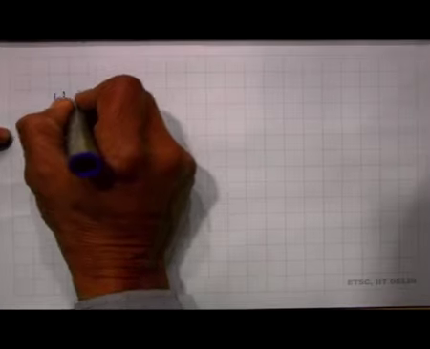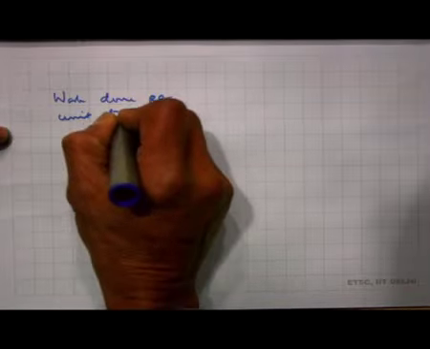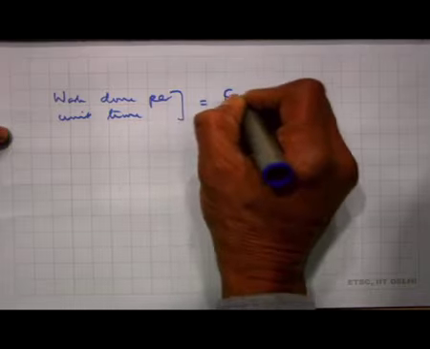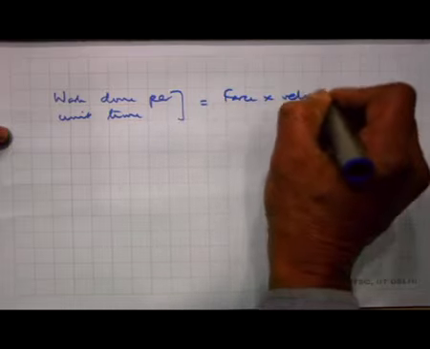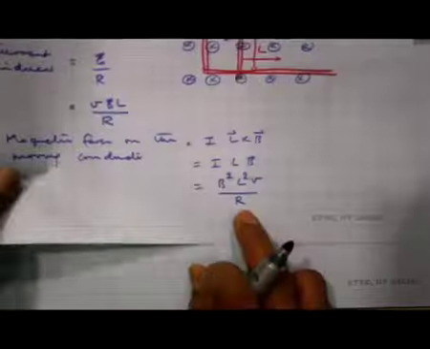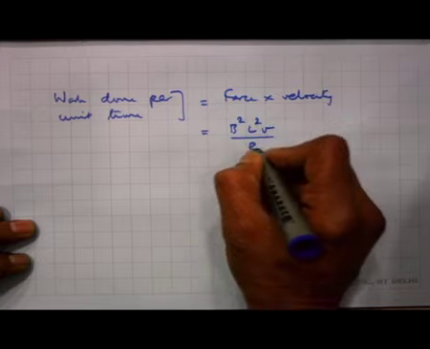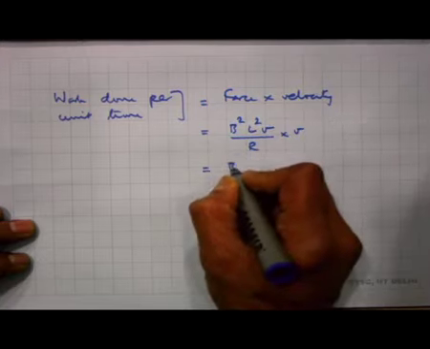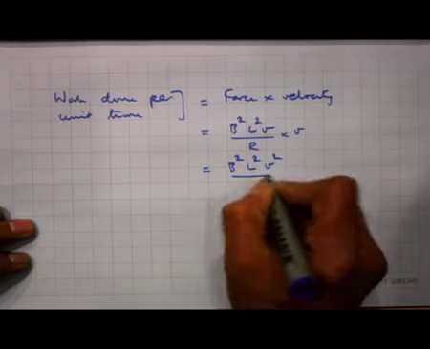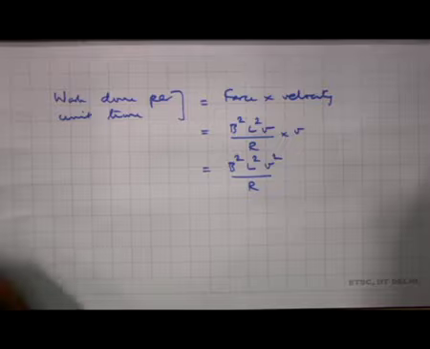So, let me calculate the work done per unit time. This is equal to force into velocity. The force is B squared L squared v by R, so B squared L squared v by R into velocity is equal to B squared L squared v squared by R. So, this is the work that I am doing per unit time in pulling this conductor.